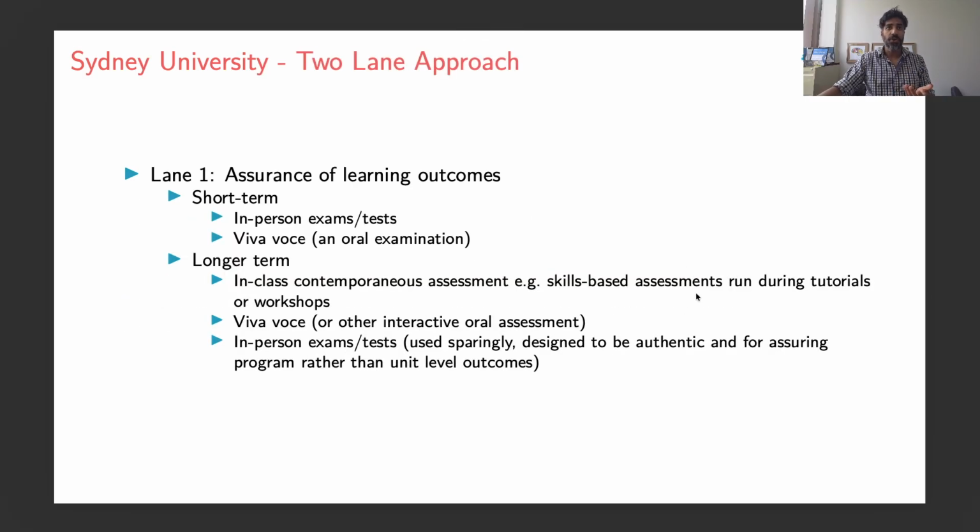So they have a two-lane approach. Lane one is assurance of learning outcomes. So this can be thought of as a secured form of assessments. So in the short term, if you want to assure the learning has occurred so that the student has met the learning outcomes and they're demonstrating to you that I've learned these key learning outcomes, this can be done through in-person exams or tests or viva voce as an oral examination. But through the longer term, it can be through skill-based assessments run during tutorials.